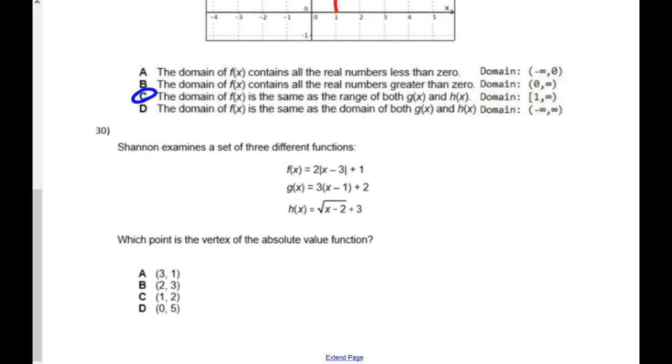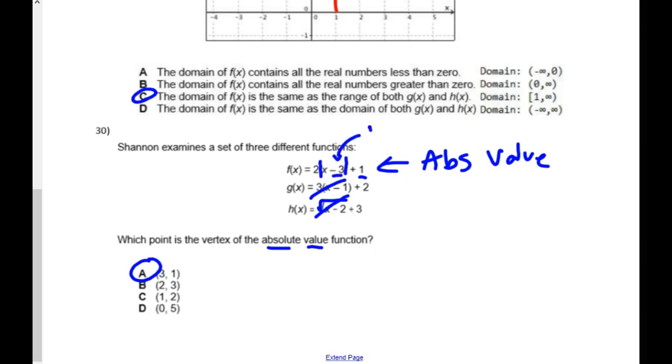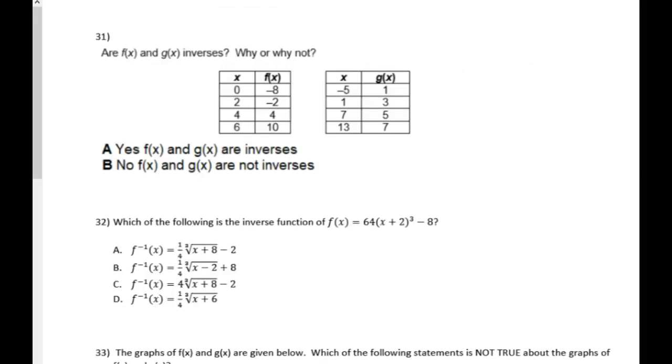Down here. Which point is the vertex of the absolute value? Absolute value has vertical lines. Not a radicand? Nope. This has nothing. Nope. It's got to have these vertical lines at (3, 1). Okay. So that's absolute value. Remember, C is a liar. So negative 3 will become a positive 3, comma, 1. Alright.